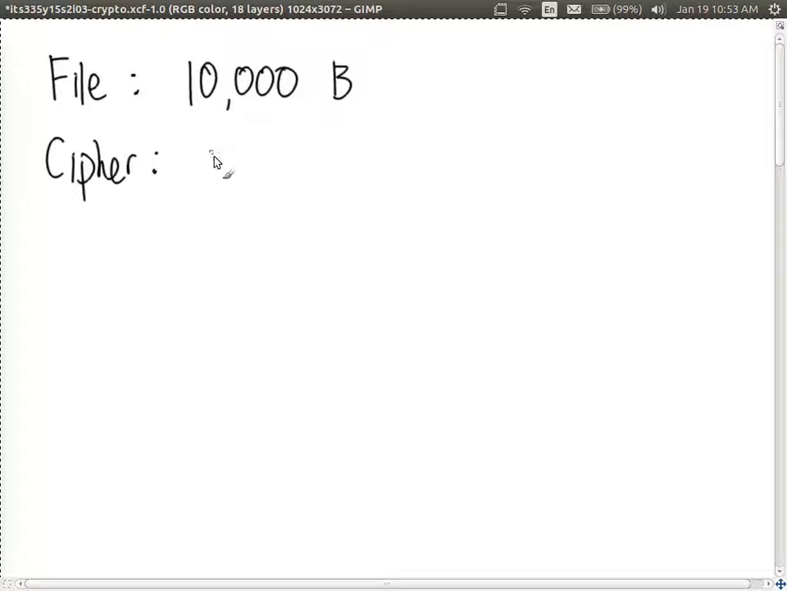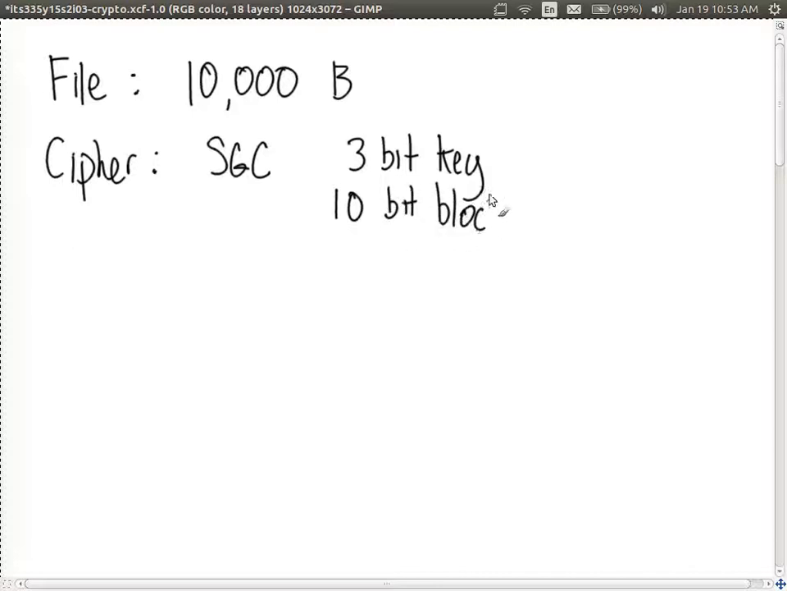Let's call it Steve's Great Cipher. Okay, that's the name of the cipher. And what that cipher does is it takes a 3-bit secret key and encrypts 10-bit blocks. Just some simple numbers that we can use for example, just to illustrate.